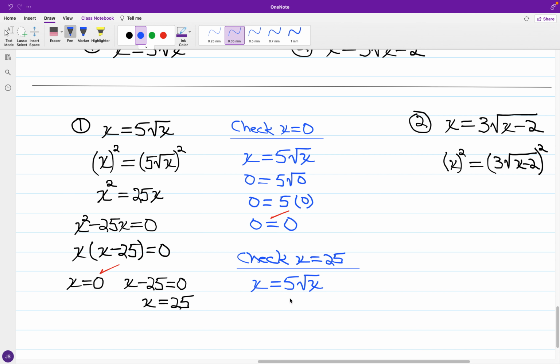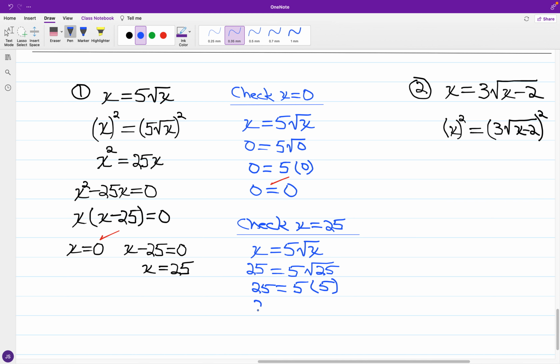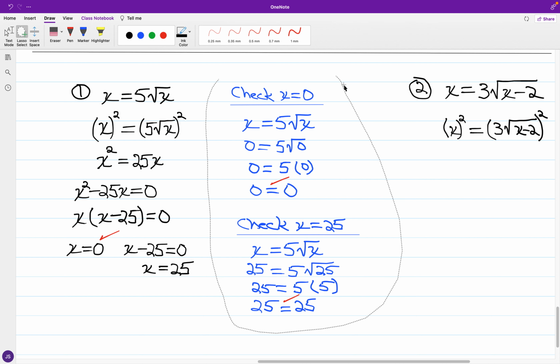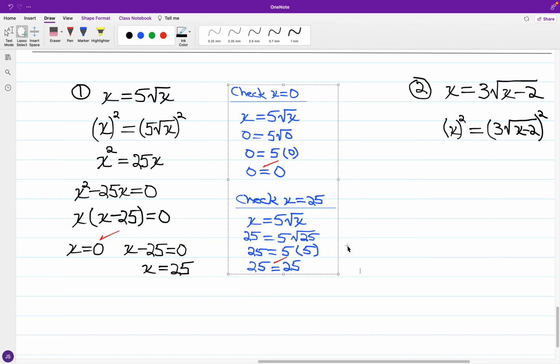So here again we have x at 25. We have 5 times the square root of 25 on the right, and the square root of 25 is 5, and 5 times 5 is 25, and 25 is equal to itself. So we have consistency between both sides once again. And so we have two solutions, 0 and 25.